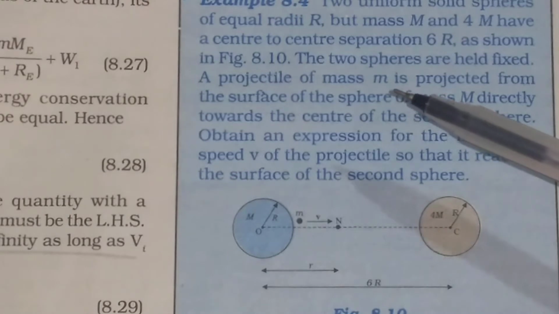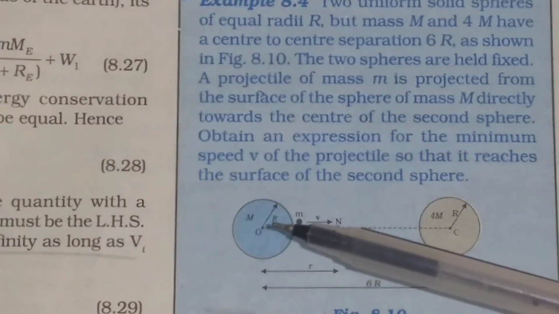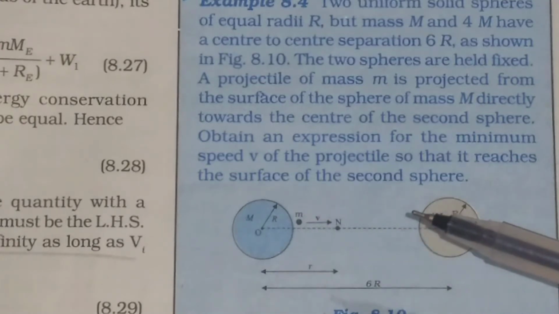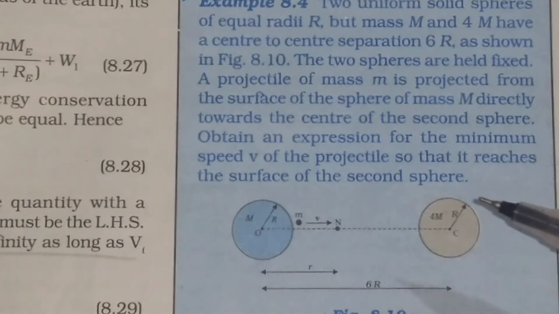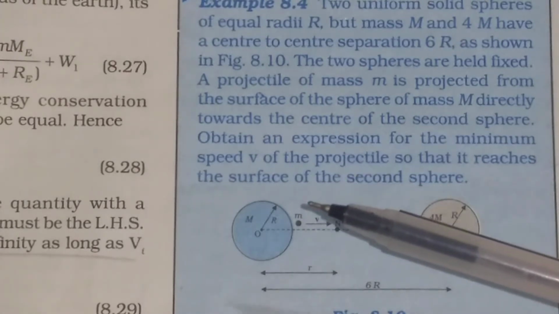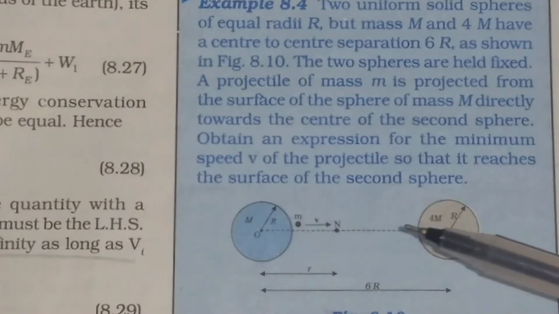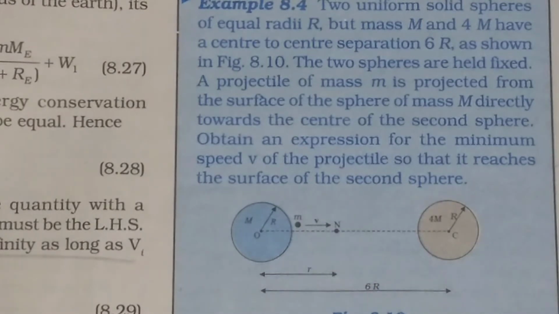A projectile of mass m is projected from the surface of the sphere of mass m directly towards the center of the second sphere of mass 4m, and we have to find the minimum speed of the projectile so that the projectile reaches the surface of the second sphere.